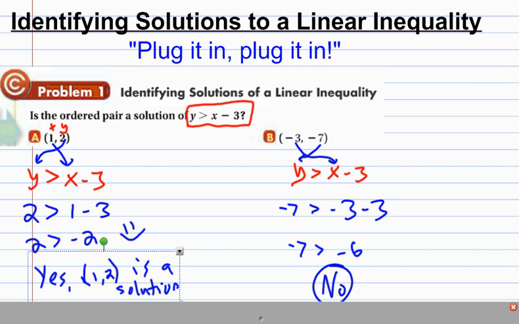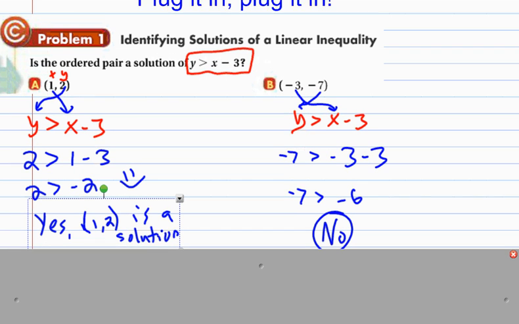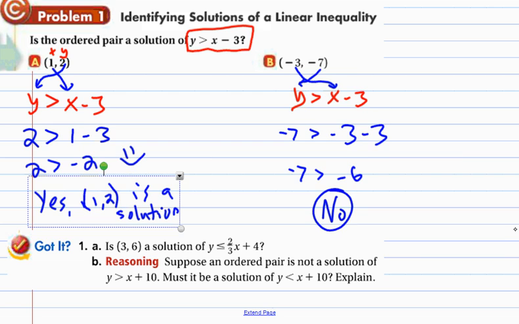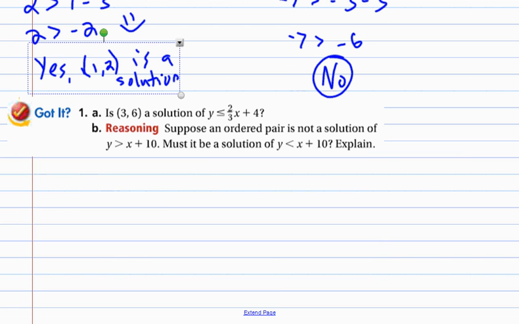So this is really basically all you have to do for identifying solutions. You can take an ordered pair, plug it into an inequality, see if it works out. If it does, it's a solution. If it's not, it's not. So try these two on your own. A says, is 3, 6 a solution to the inequality y is less than or equal to 2/3 x plus 4? And B says, suppose an ordered pair is not a solution to y is greater than x plus 10. Must it be a solution to y is less than x plus 10 then?